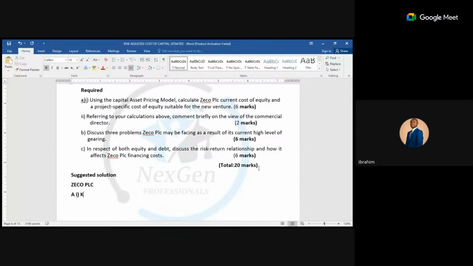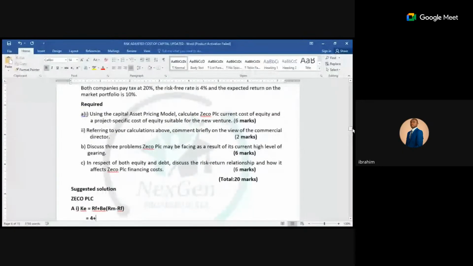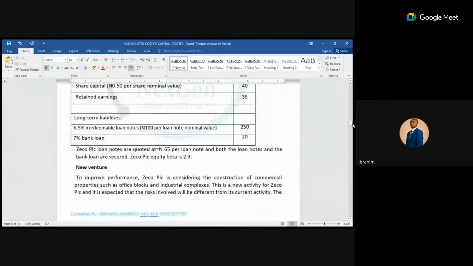So cost of equity is equal to risk-free plus equity beta times market return minus risk-free. Right. So what is the risk-free rate given to us in this question, class? Yes, 4%. Thank you. What is the equity beta of Zeco PLC?